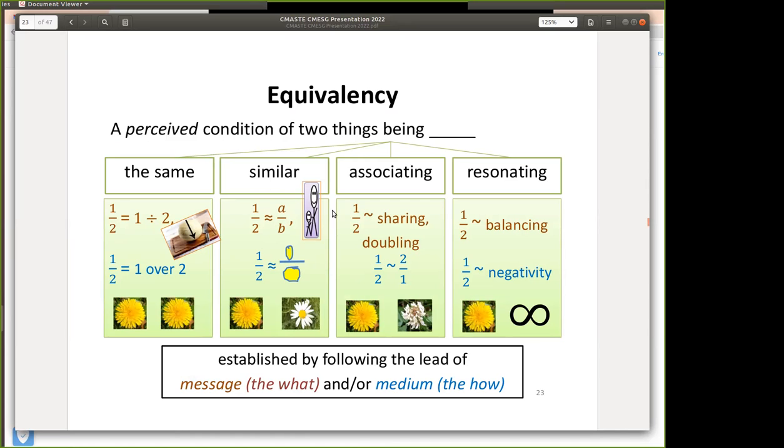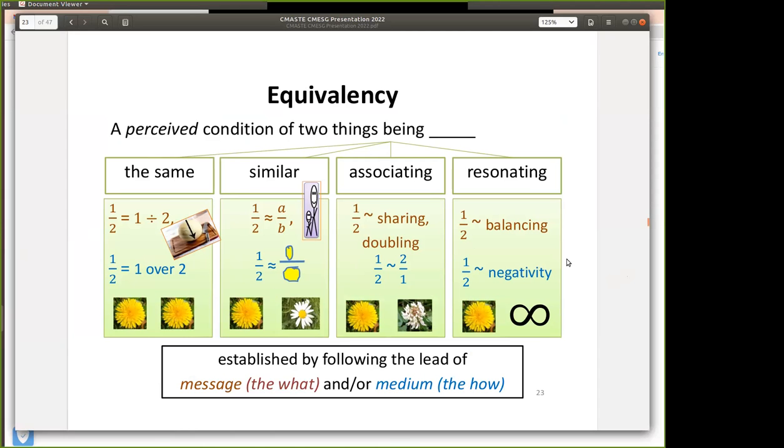Or it's similar to an image that I see here, where these two people have this proportional relationship, right? And because I understand the meaning of the sign as a half, I can also associate it with a sharing or doubling experience. And I can also say that this sign resonates with me through a connection to a balancing experience. Because if you cut something in half, you basically establish two sides, one side equal to another. So it's kind of a balancing experience.